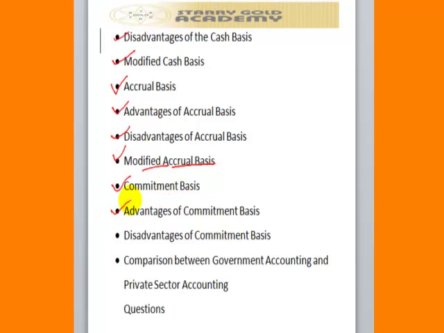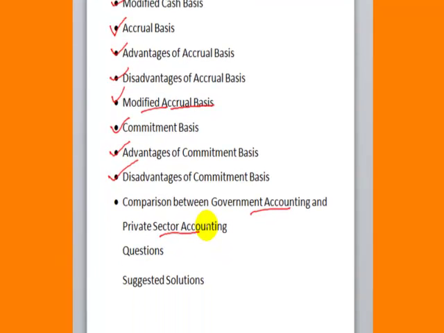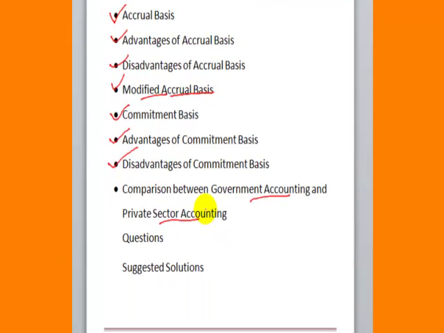And we shall look at the advantages of commitment basis, disadvantages of commitment basis. And finally, we'll look at the comparison between government accounting and private sector accounting. After which, we shall look at some questions and their suggested solution.